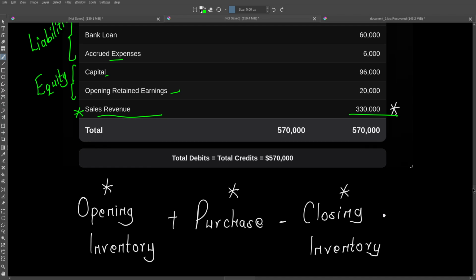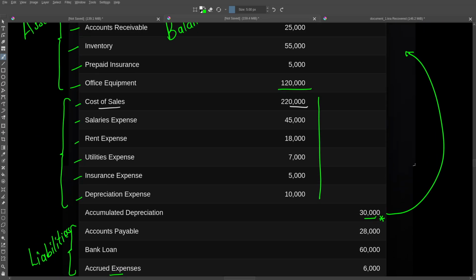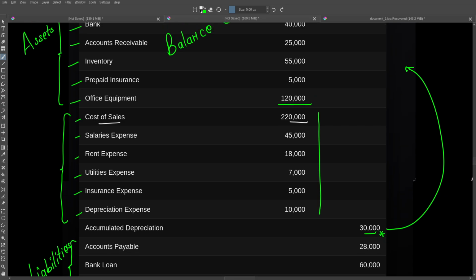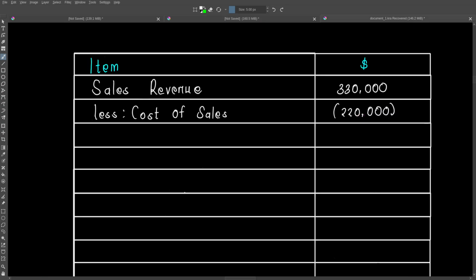Okay, so in our case here, the period end adjustments, which include also knowing the cost of sales, or rather the cost of goods, have already been done, and we have our cost of sales accumulated during the period as 220,000. Okay, so here we less 220,000, and we will be able to get our gross profit.